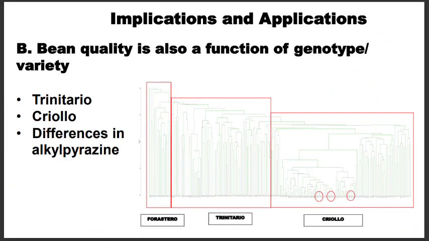Yung ating ginagamit ngayon ay Trinitario. Usually, they have 40 to 50% Criollo, because Criollo really has good taste. In fact, we made an analysis of alkylpyrazine, and Criollo has double the value of alkylpyrazine compared with the Trinitario.